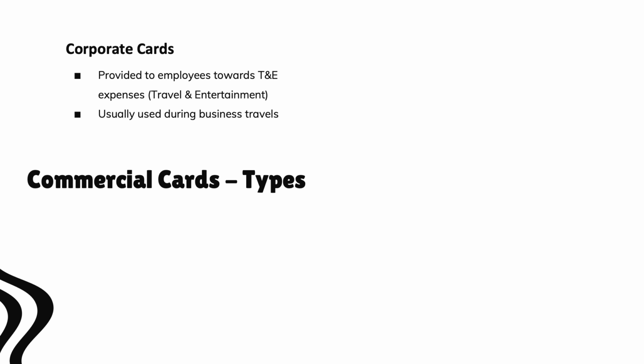Now let us look at the various types of commercial cards. Commercial cards are differentiated based on the usage. The first type of commercial card that we are going to look at are the corporate cards, one of the oldest types of the commercial cards. Corporate cards are commercial cards issued to employees towards their travel and entertainment expenses. These cards are used when the employees travel outstation, and the employees can use these cards whenever they need to spend towards any business expenses, be it a travel or accommodation or any other expenses.